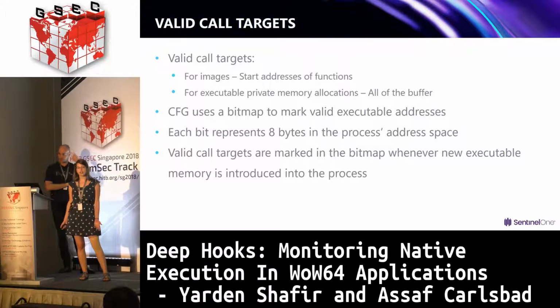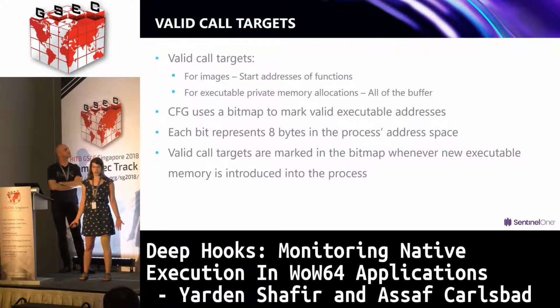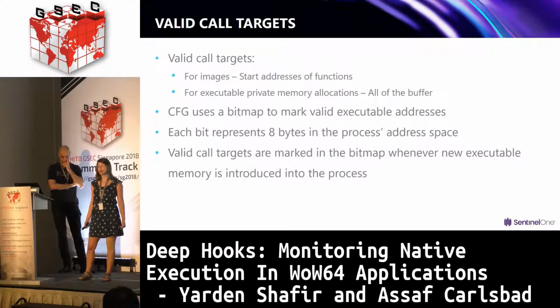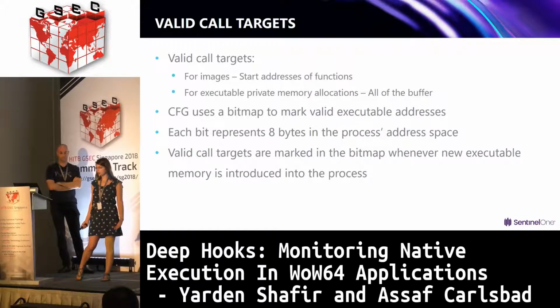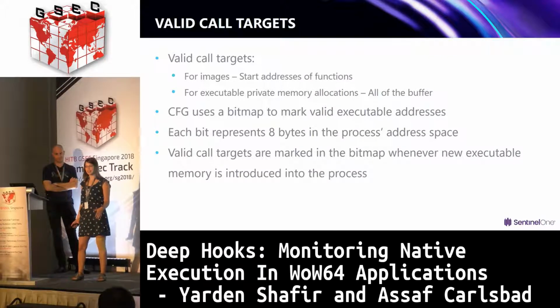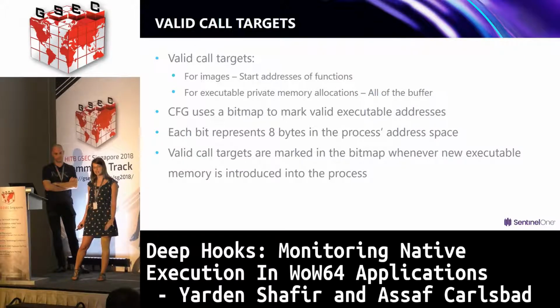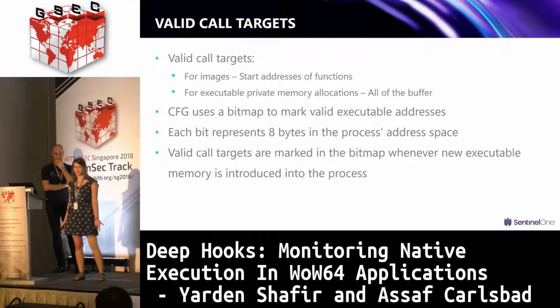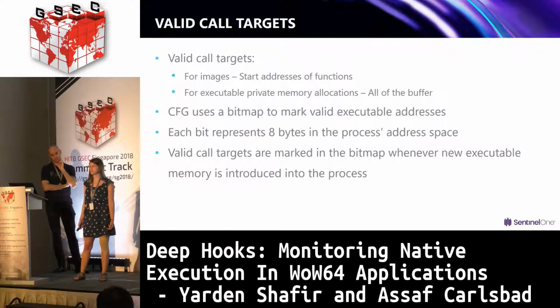What are valid call targets? For images compiled with CFG, they export a list of where their functions are. So the valid call target is defined as the beginning of a function. So we have this list of functions, and we know where the valid call targets are for this image. But for images not compiled with CFG or private memory allocations, we don't have this list. So the whole executable buffer is just considered a valid call target just to be safe.